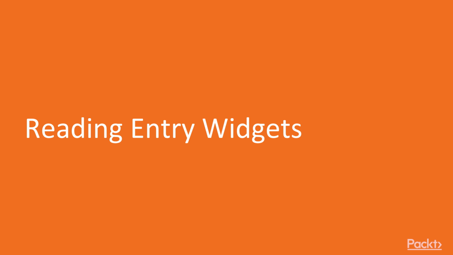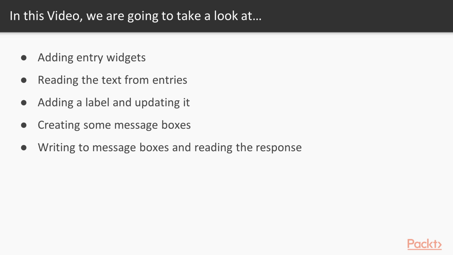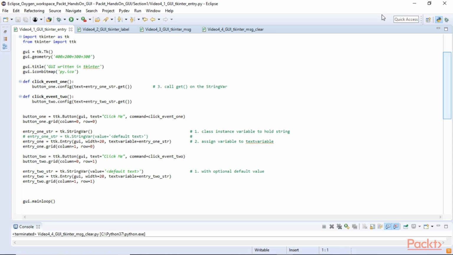In the previous video we used the grid layout manager, and in this video we'll be creating and reading from entry widgets. So we'll be adding entry widgets to our GUI and we'll read text from those entries, and it's not as straightforward as one might think. First we'll update a button text, then we'll add a label and update the label instead, and then we'll add some message boxes and update the message box instead, and in the end we also read the response from the message box.